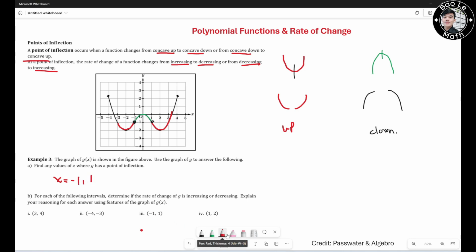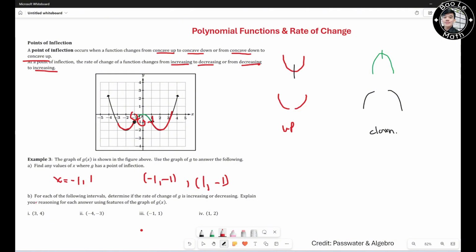And if the question asks you what is the coordinate of the point of inflection, you need to say that it is -1 and -1 right here, right? The second point is going to be 1 and -1, right here.